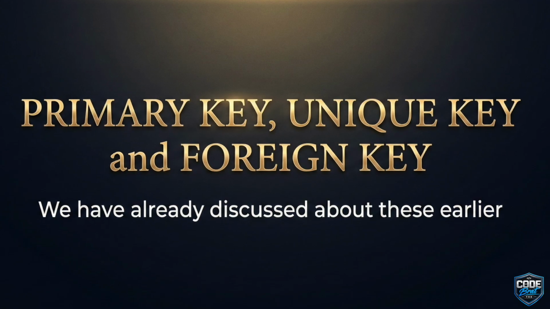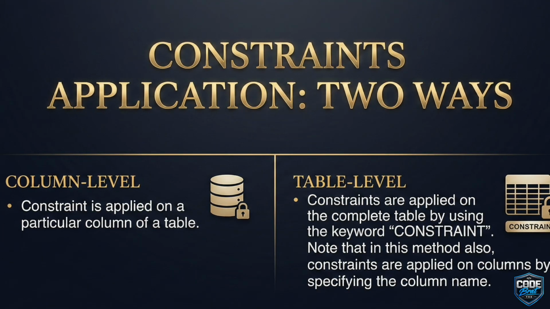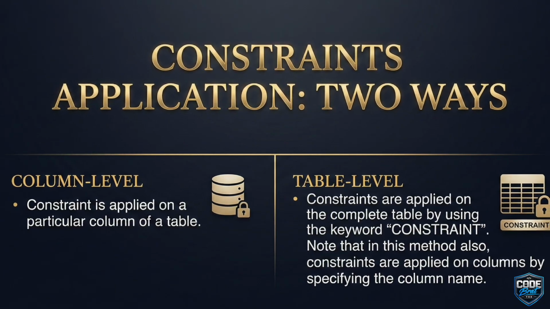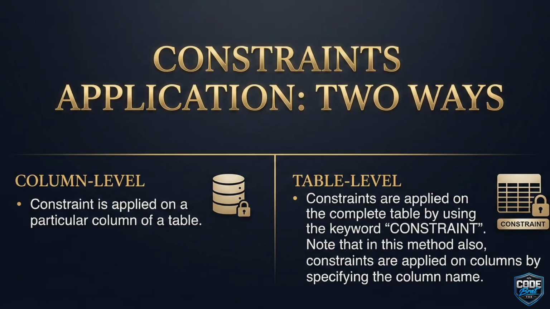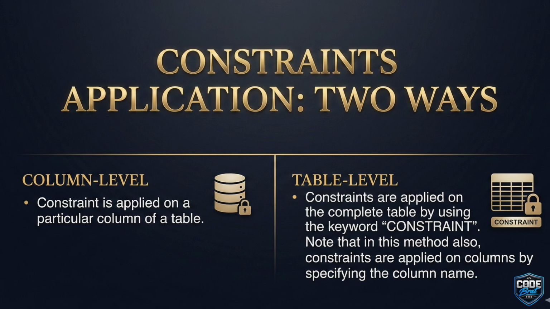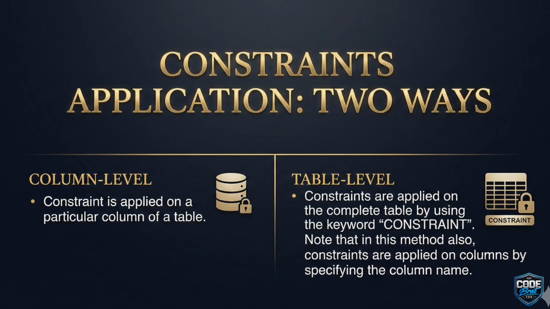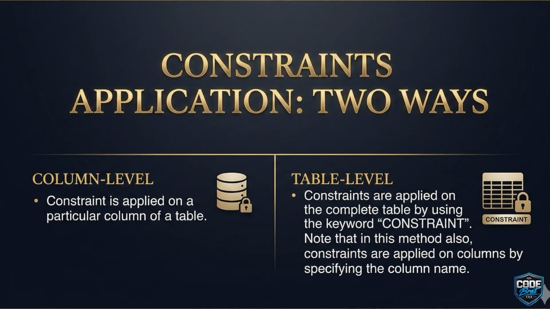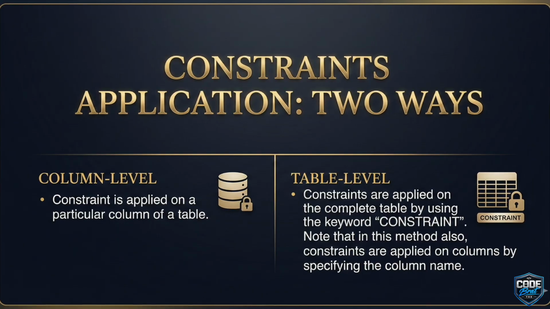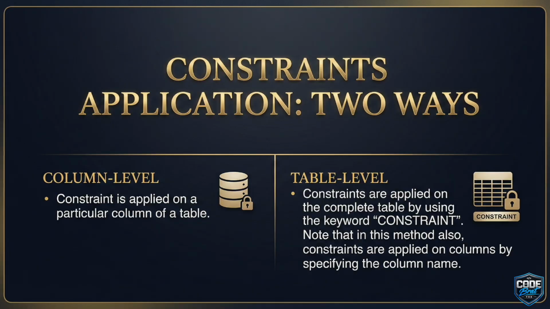A point to note here is that constraints can be applied in two ways. First is column level and second is table level. In column level, a constraint is applied on a particular column of a table. But in table level, constraints are applied on the complete table by using the word constraint. Note that in this method also, constraints are applied on columns by specifying the column name.